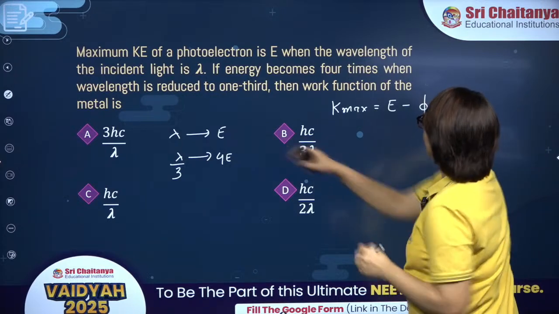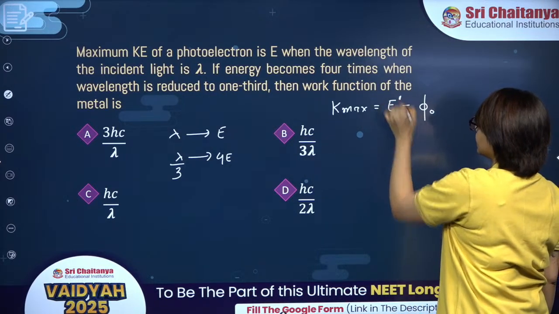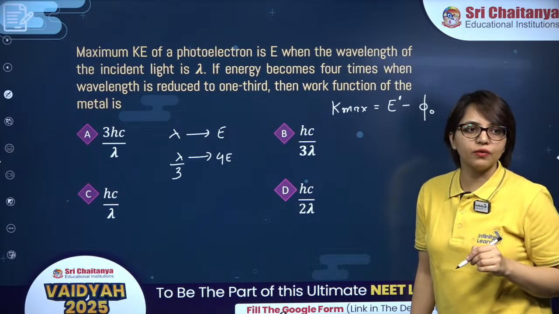So in the first situation, E is the total energy. Let's say it is E dash minus phi naught. E is the energy of the photon.